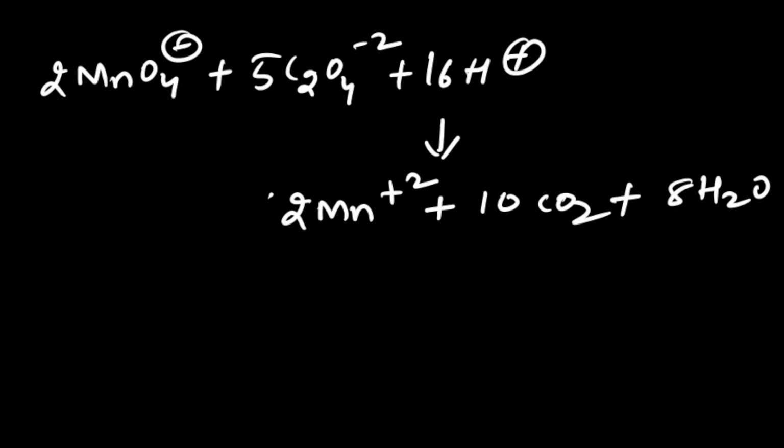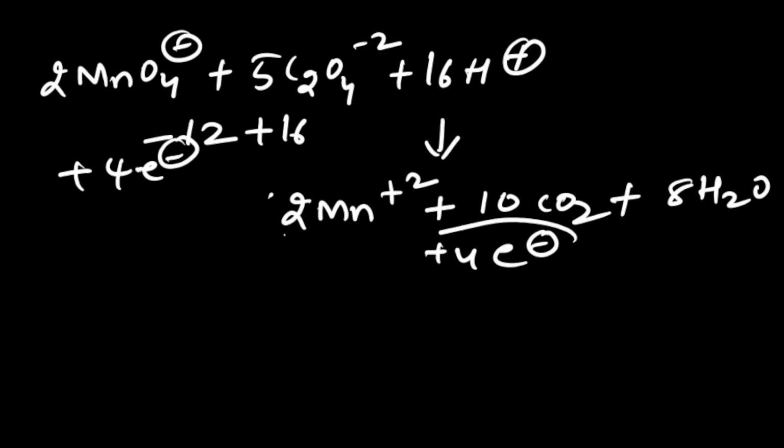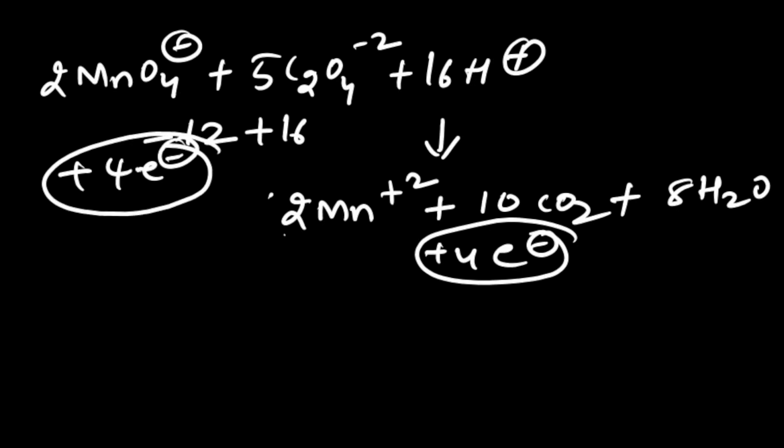Now we have to see whether the charge is balanced on both sides. Here it is minus 2, minus 10, which makes minus 12. Minus 12 plus 16 gives plus 4. On the other side, 2 into 2 is plus 4. My dear friends, only if the charge is balanced on both sides is the reaction balanced. You have to be very careful with this one. If both sides are not balanced, then the reaction is not balanced.